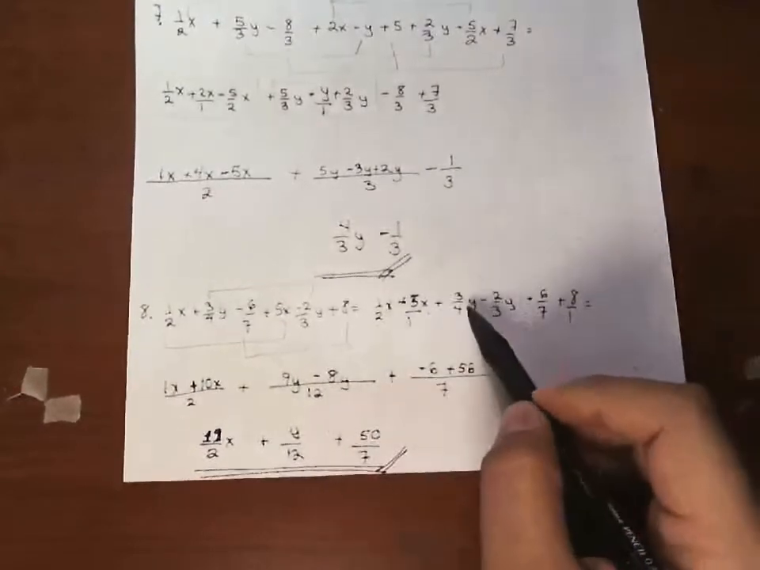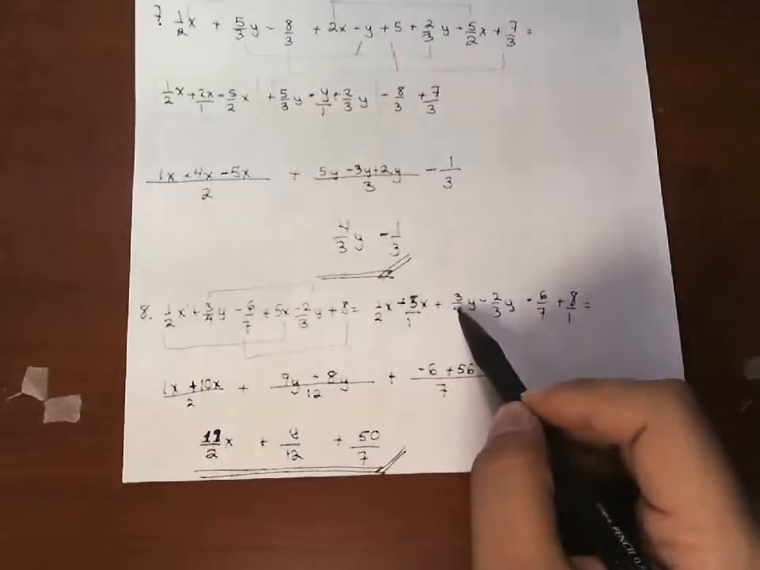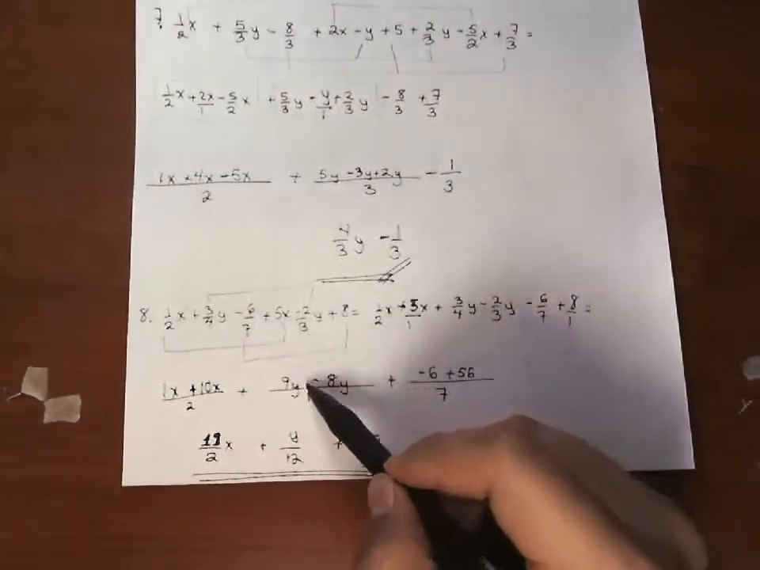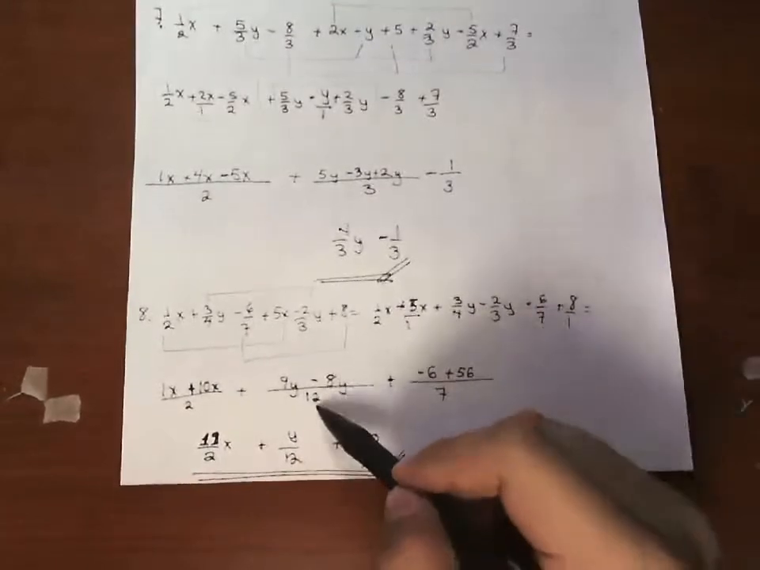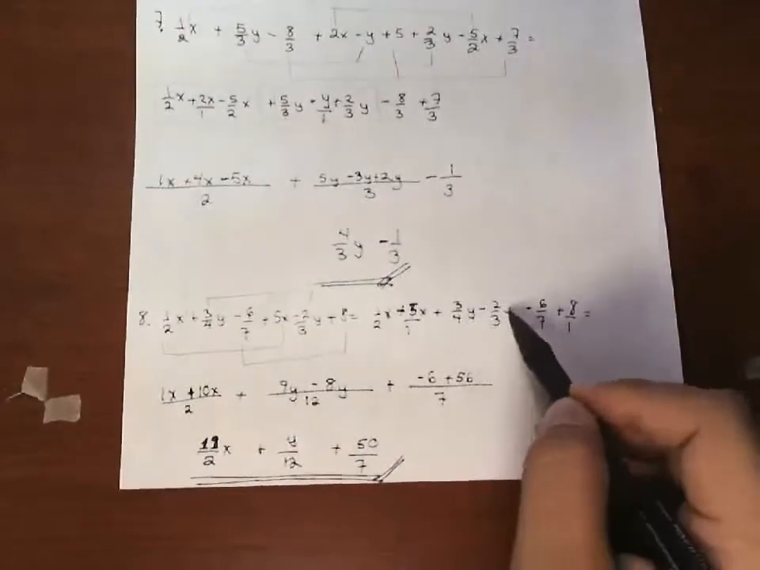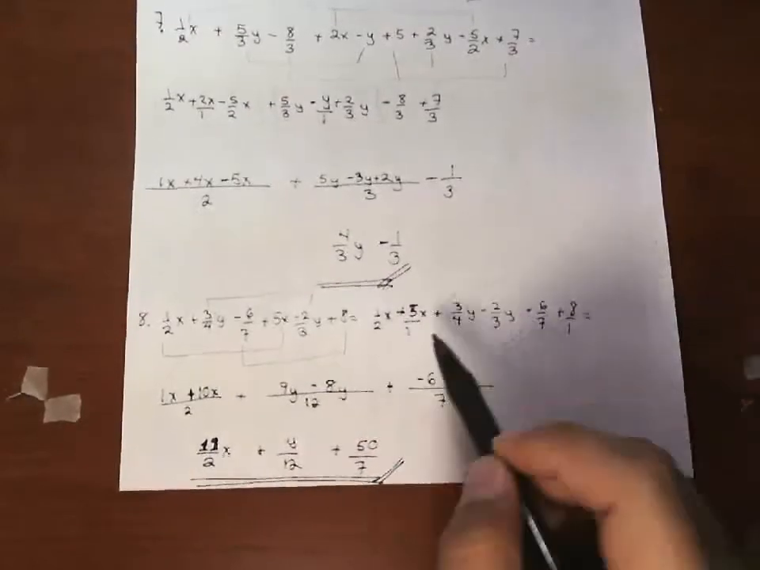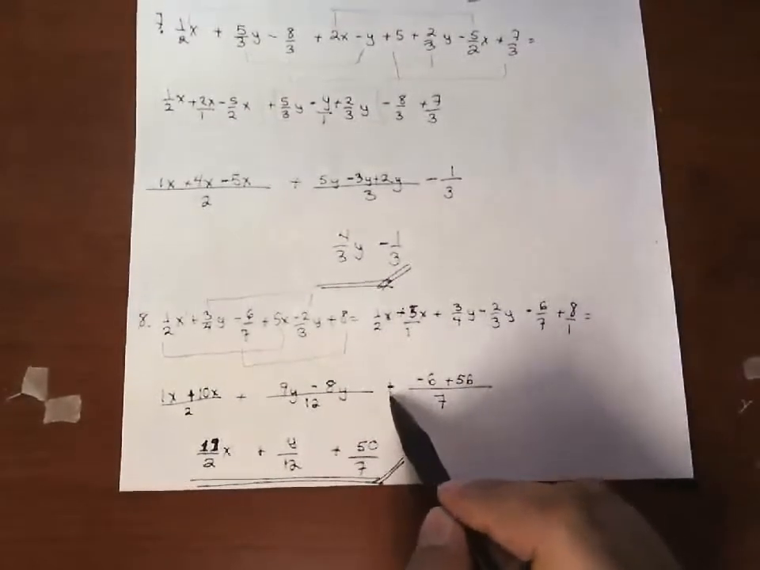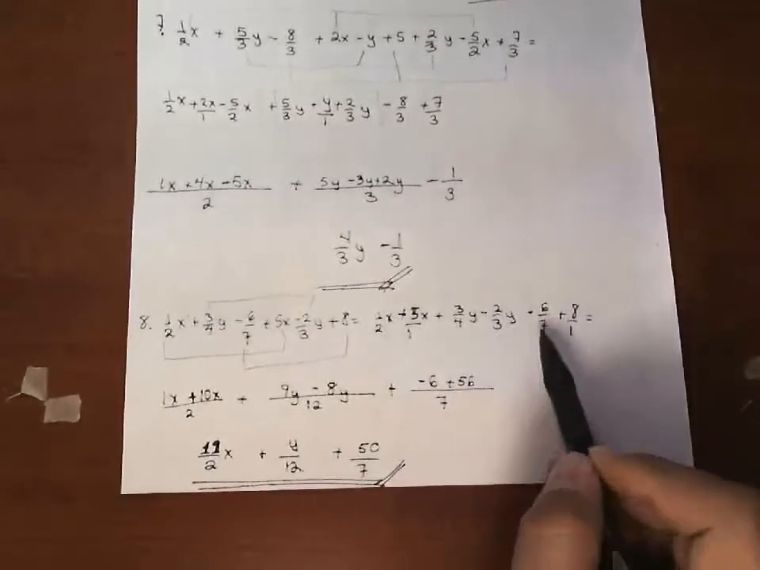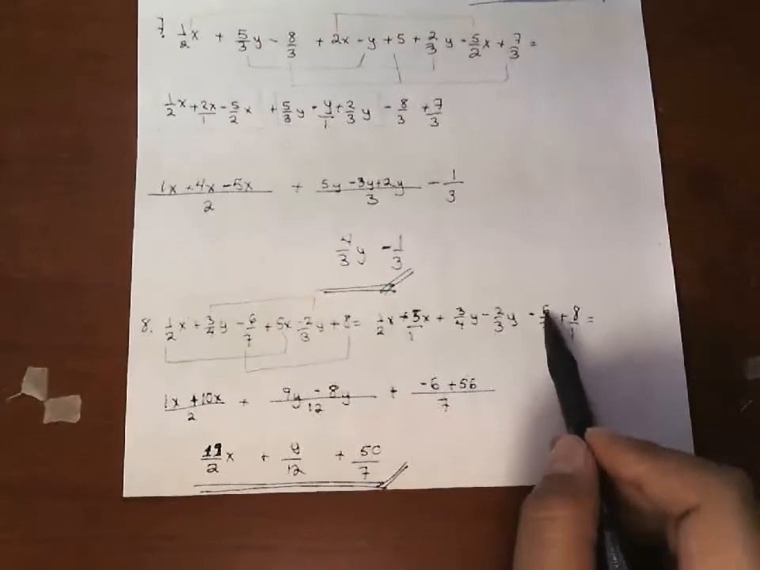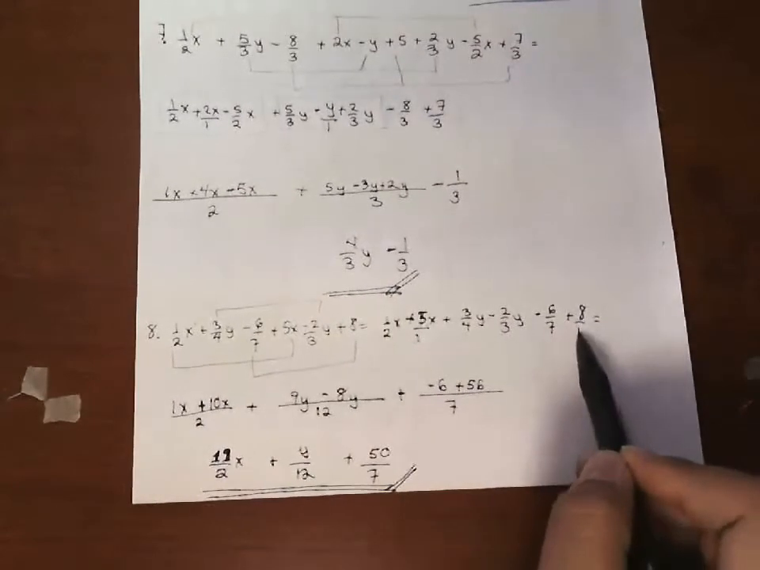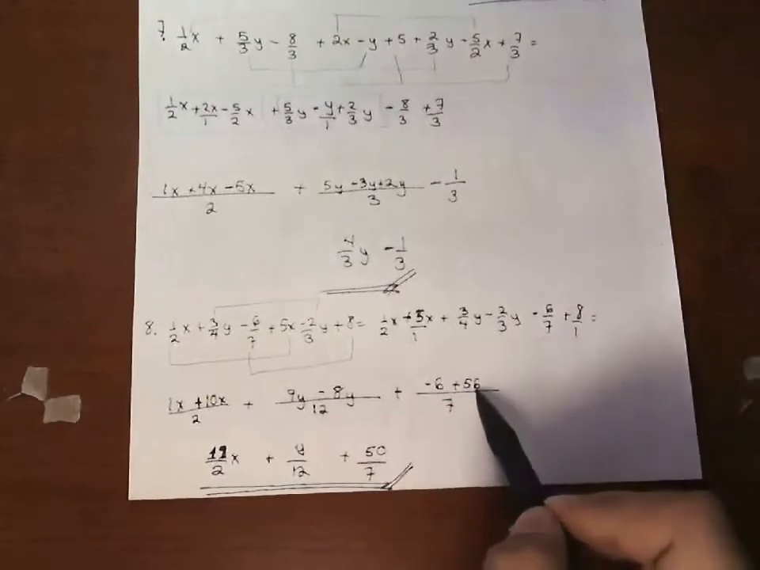12 divided by 4, 3. 3 times 3, 9 times y. So 9y. 12 divided by 3, 4 times minus 2, minus 8y. Okay? Then I have minus 6/7. 7 divided by 7, 1 times minus 6, minus 6. 7 divided by 1, 7 times 8, 56.